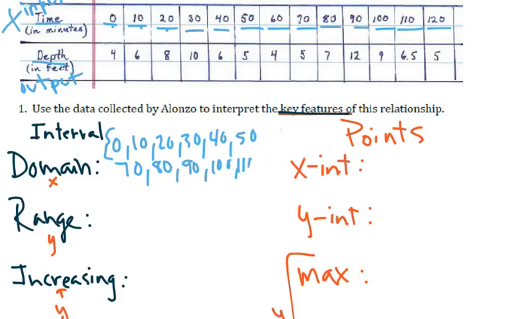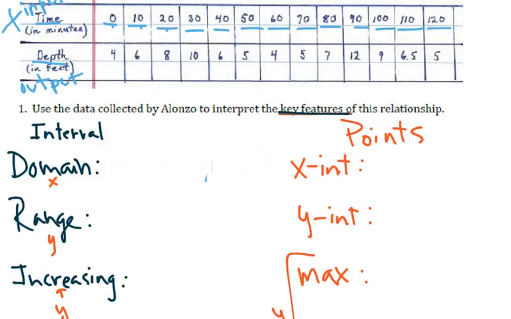But if we were measuring the time in between, the simpler, easier way to think about it would be that the domain is from 0, the furthest left, to 120, the furthest right. We use brackets when we're dealing with intervals. For points, we use parentheses.